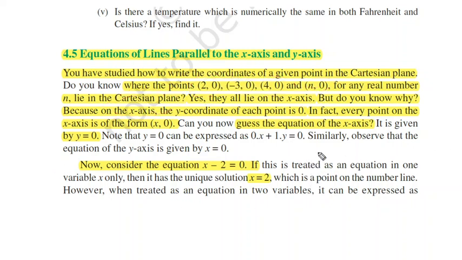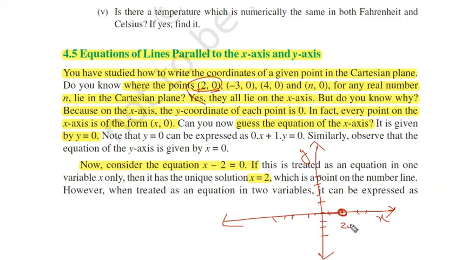Let's draw a Cartesian plane with x-axis and y-axis. For (2, 0), x coordinate is 2, y coordinate is 0. Let's mark 1, 2, 3 like this, and also minus 1, minus 2 on the other side, and upward plus 1. So (2, 0) means x is 2, y is 0.